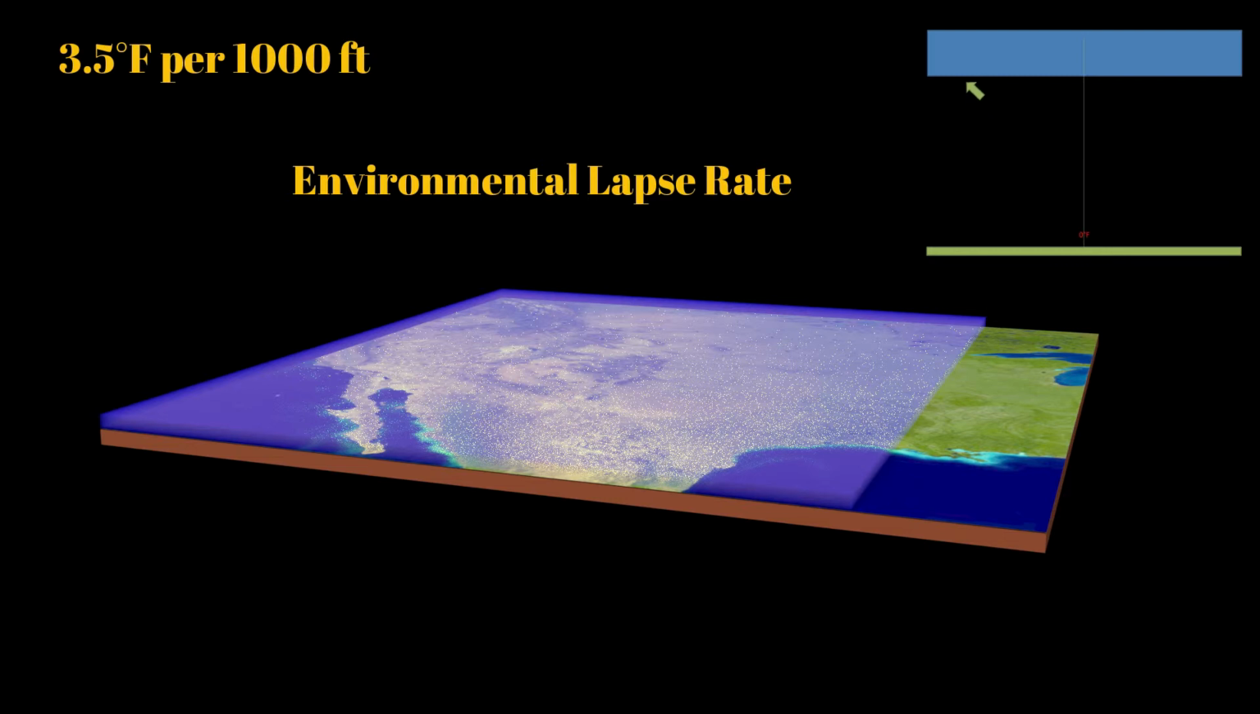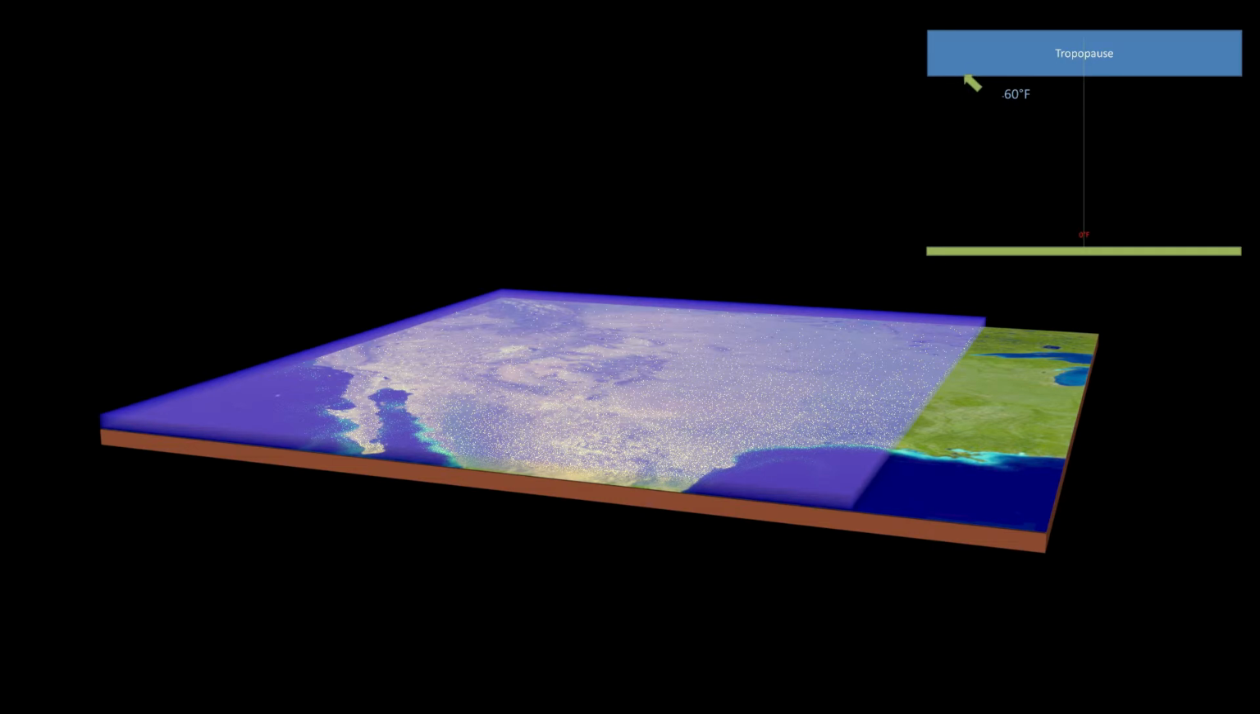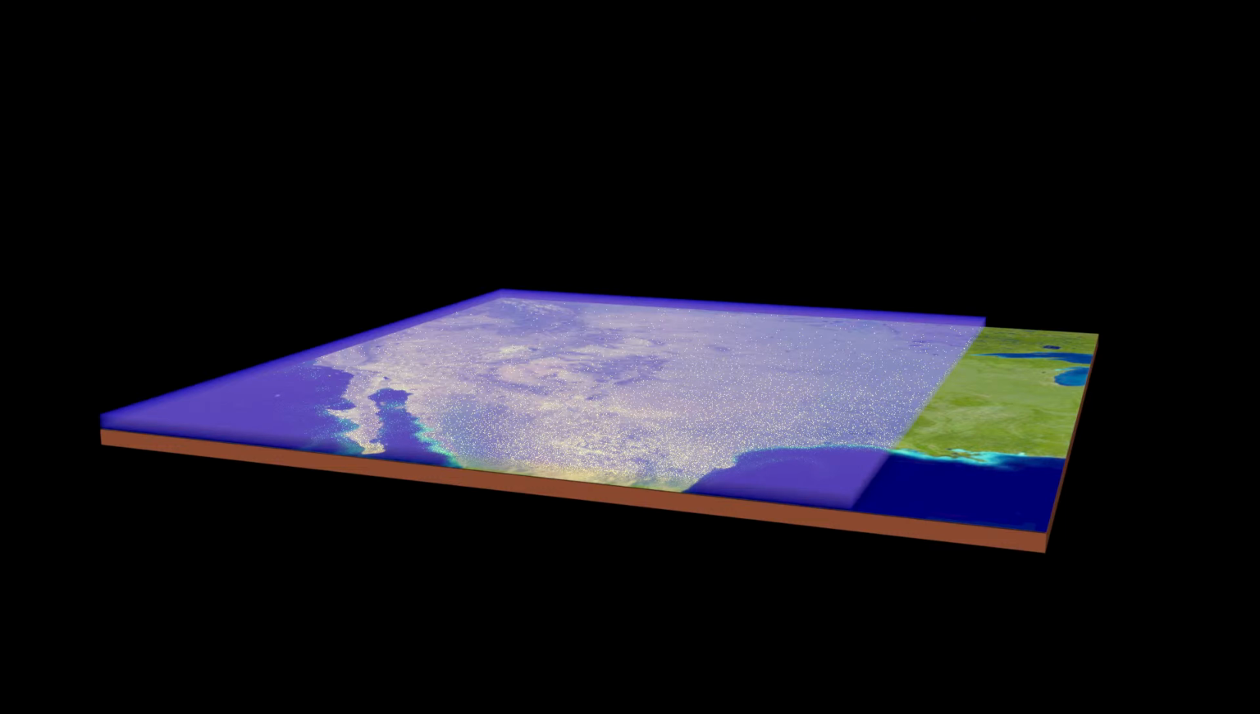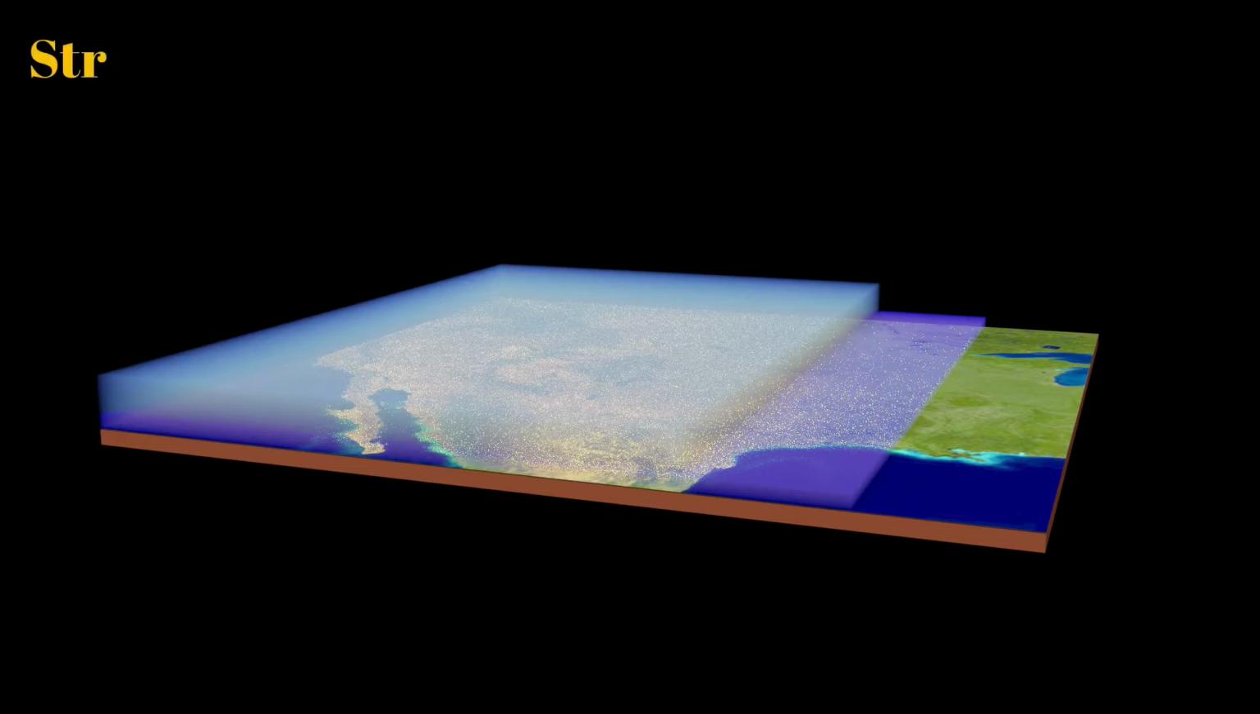As we reach the top of the troposphere, temperatures remain constant for a while. This is the tropopause. Then they begin to rise as we move higher. We have now entered the stratosphere.